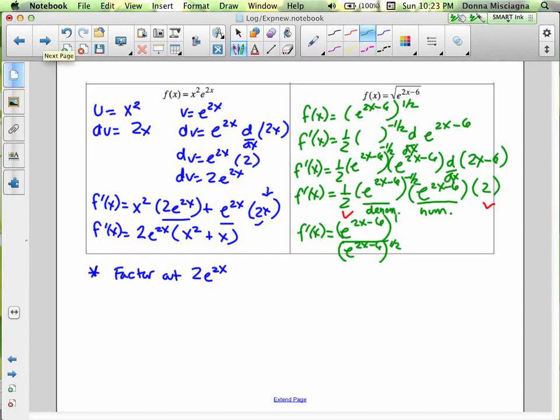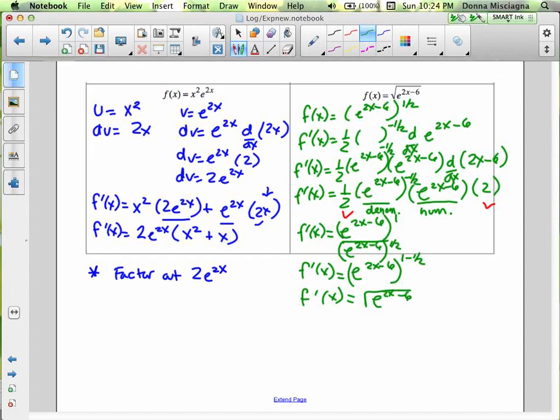Couldn't we simplify that? Why, yes, we could. If you have bases raised to a power, you subtract the exponents. So this is just going to be e to the 2x minus 6 to the 1 minus 1/2 power. Well, 1 minus 1/2, that's a half. So guess what? F prime of x is equal to the square root of e to the 2x minus 6.